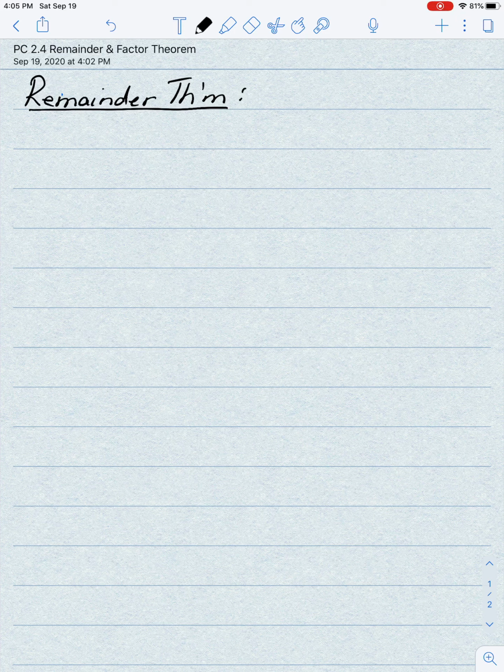Hi everyone, we want to take a look at the remainder theorem and factor theorem today.